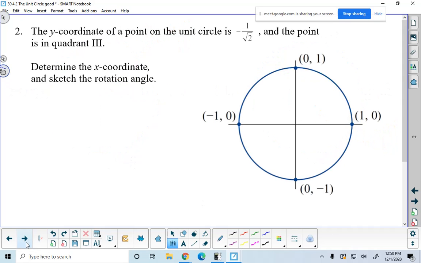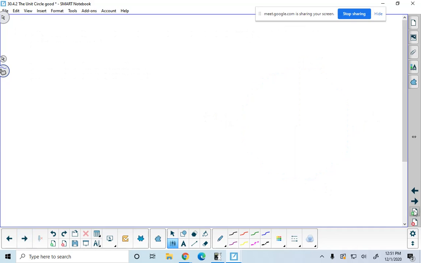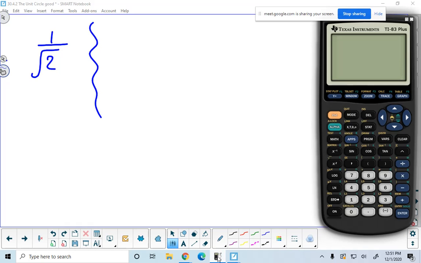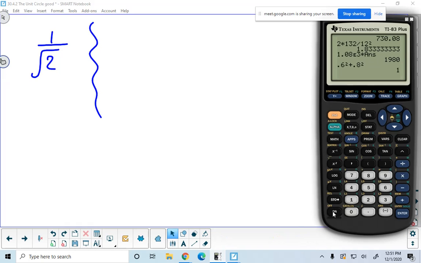All right, the next one, number 2, the y coordinate of a point on the unit circle is -1/√2. We have to discuss something right now. We might as well get it out of the way. I'm not going to worry about the negative, but take your calculator and calculate what 1 divided by the square root of 2 is. I'll do it up here, just in case somebody doesn't have a calculator. So 1 divided by the square root of 2 gives 0.7071.